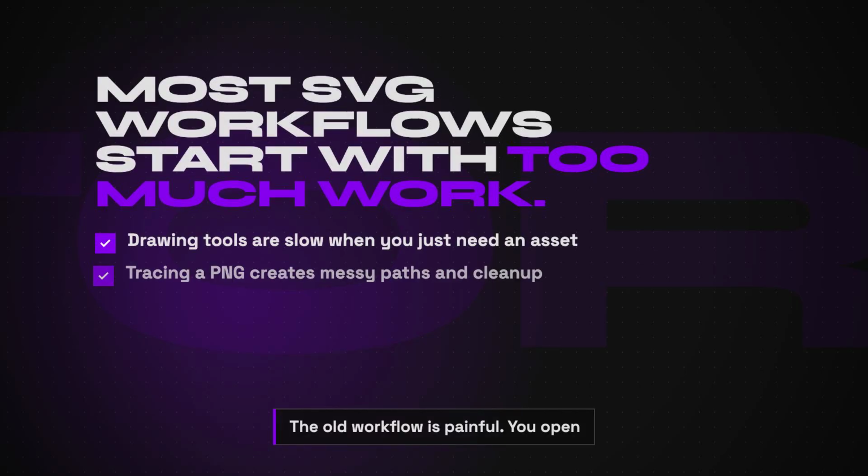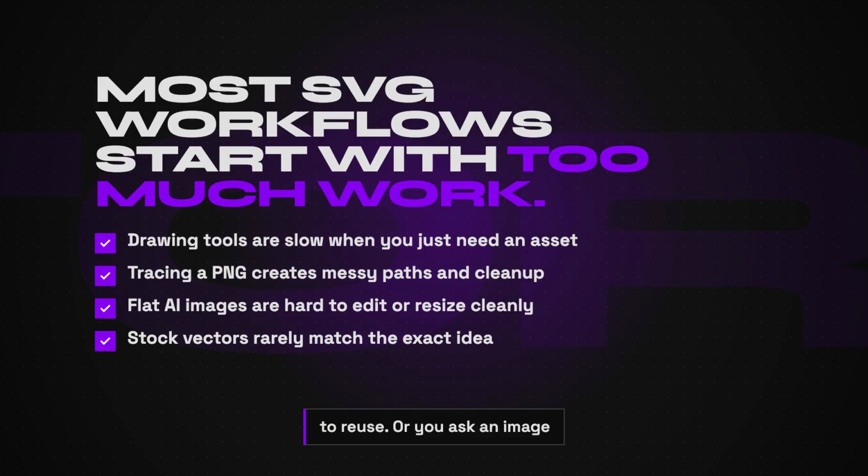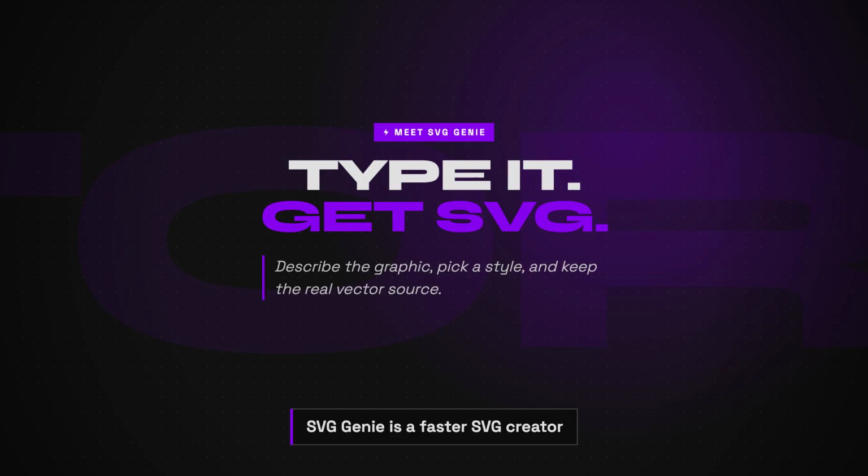The old workflow is painful. You open a design tool, drag Bezier handles, trace a blurry image, clean up weird paths, export the wrong size, and still end up with a file that is hard to reuse. Or you ask an image model for art and get a flat PNG that looks nice but is not a real vector source. SVG Genie is a faster SVG creator for that moment.